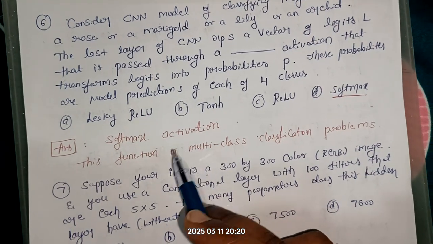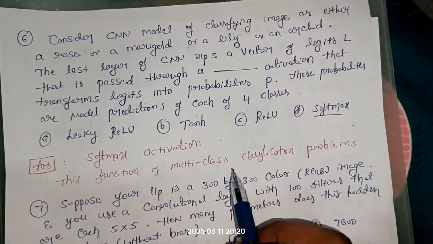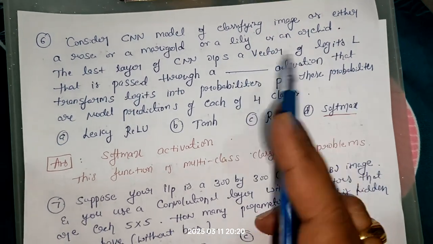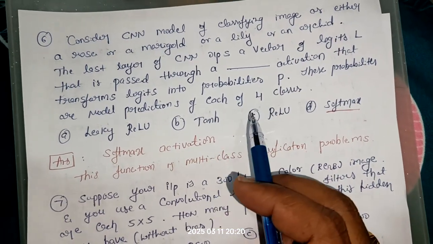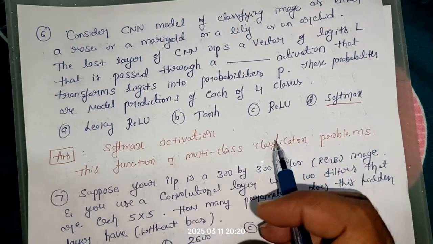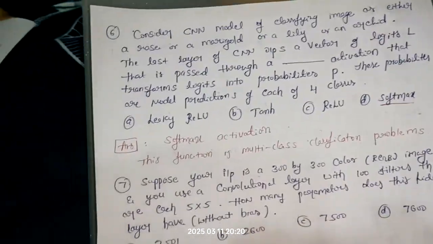So this function is commonly used for the multi-class classification problem. Four different classes are given, so for this we should use the softmax function. So that is the explanation for the sixth.